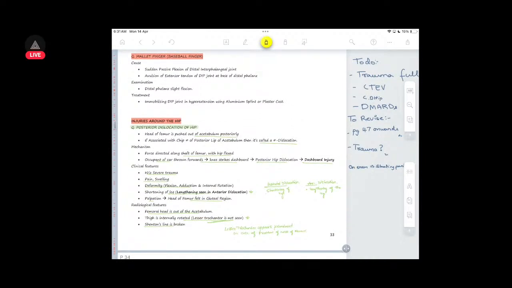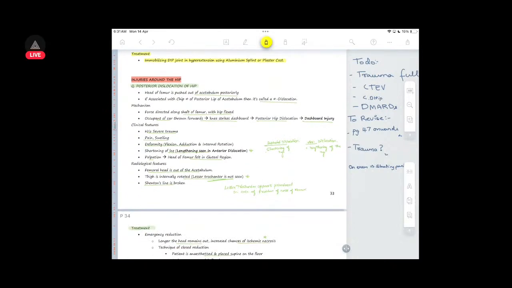Then you have mallet finger, which is basketball finger, caused by sudden passive flexion of the distal interphalangeal joint. Avulsion of the extensor tendon of the distal interphalangeal joint at the base of the phalanx can be seen. On examination, you can find distal phalanx slight flexion will be there. Treatment is immobilizing the distal interphalangeal joint in hyperextension using an aluminum splint or a plastic cast.